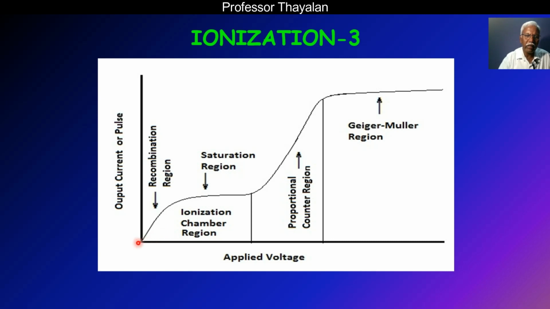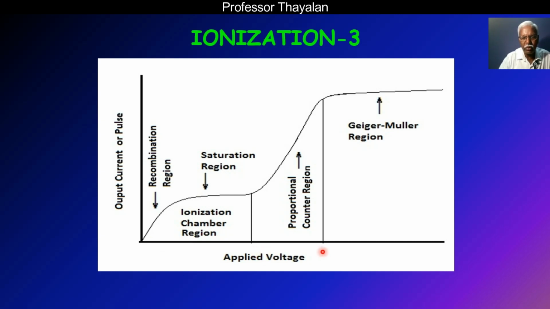Then what will happen when the applied voltage is 0? The ionization current is also 0. As the applied voltage increases, it also increases linearly. This region we call the recombination region. After increasing the voltage in this area, it becomes a saturation region. This area is called the ionization chamber region. All the ion chambers are working in this area, given a potential of around 300 volts.